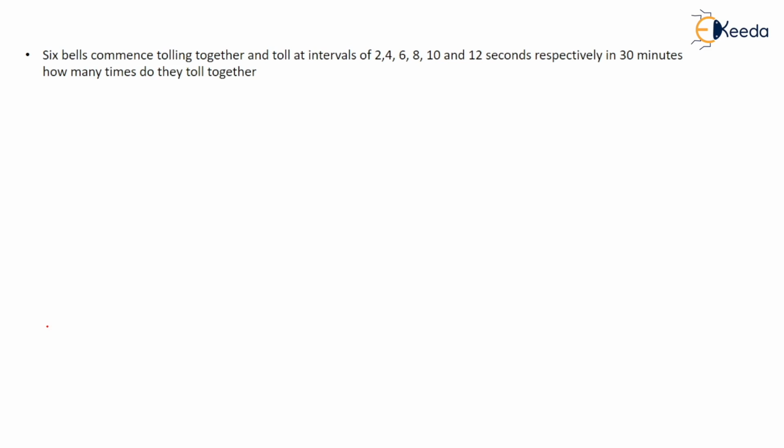LCM. Okay, this is the second type of question for you people: 6 bells come together and toll at an interval of 2, 4, this is the 5 bells, sorry, 6 bells, respectively in 30 minutes. Okay, how many times do they ring together in 30 minutes? So after you do this, 120 will come as a common number, right, which can divide, means at 120 seconds, means after 2 minutes, they all ring together. So in 2 minutes they are ringing one time.